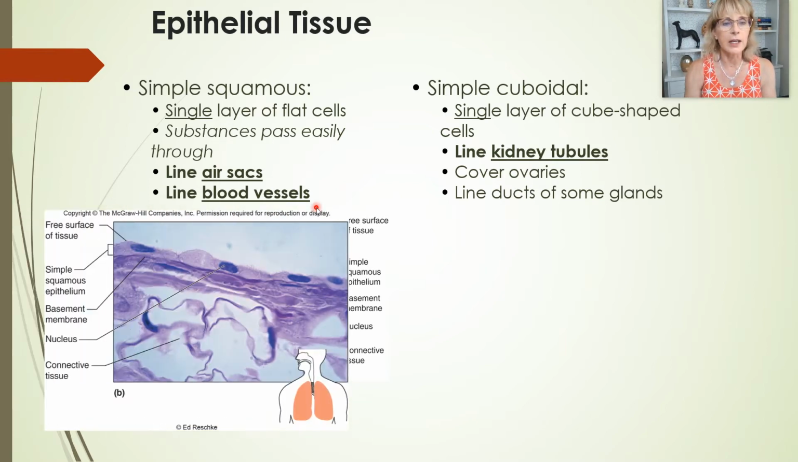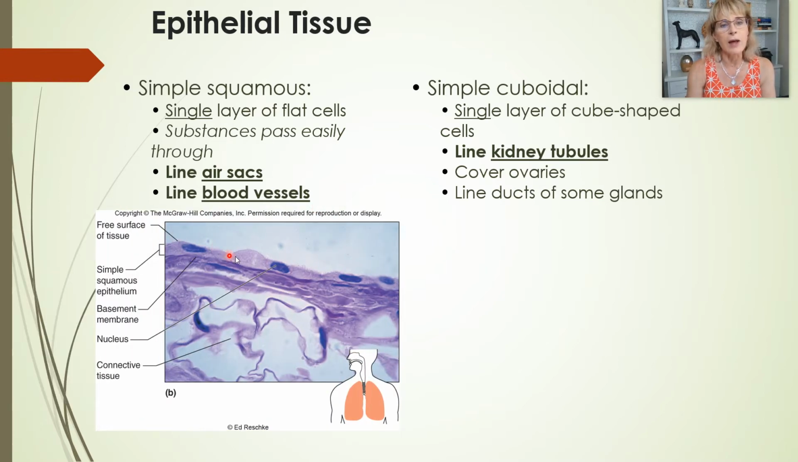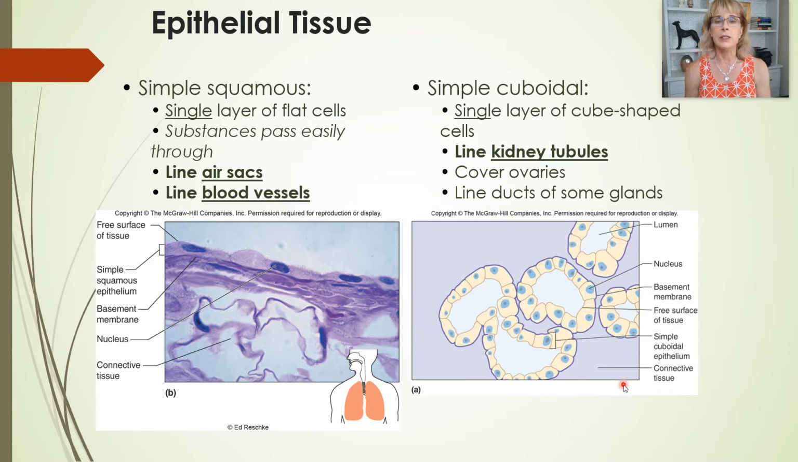So here's the drawing. Here is the image. Do you see how flat these cells are? Really, really easy to see. I keep telling you what they look like because that's how they're categorized, but there won't be any images for you to identify on exam 2.